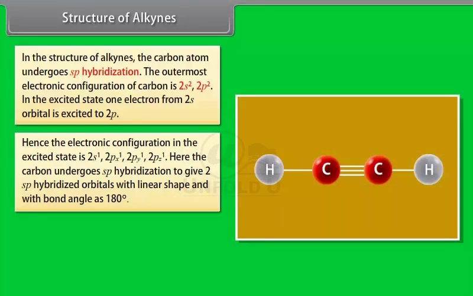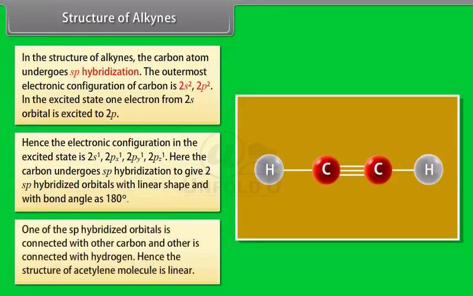Here, the carbon undergoes sp hybridization to give two sp hybridized orbitals with linear shape and with bond angle as 180 degrees. One of the sp hybridized orbitals is connected with the other carbon and the other is connected with hydrogen. Hence, the structure of the acetylene molecule is linear.